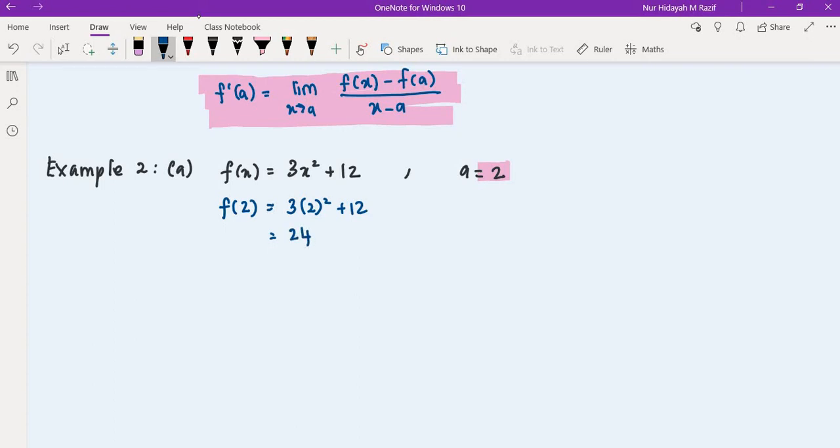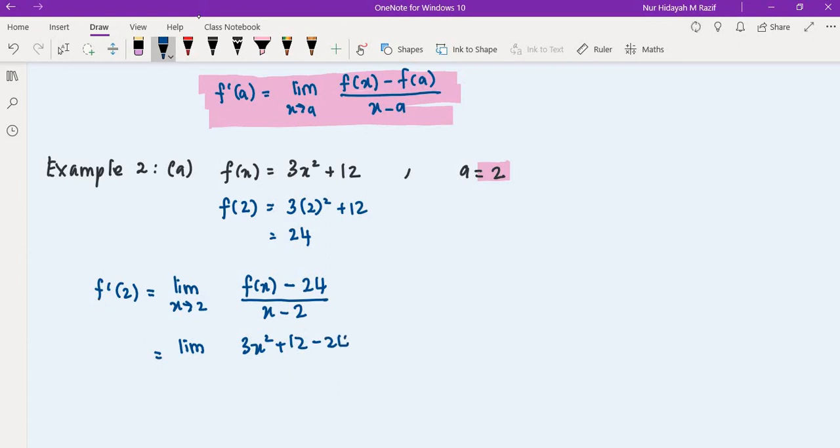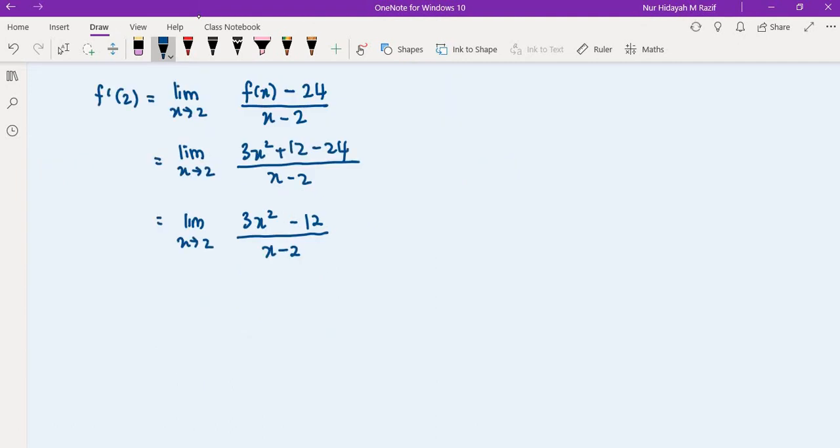Then we are going to plug everything into the formula, and I will have f prime of 2 is equal to the limit of f of x minus f of a, which is f of 2 equal to 24, divided by x minus 2, as x approaches 2. You can just substitute f of x, and you will have the limit of 3x squared plus 12 minus 24, divided by x minus 2, as x approaches 2. We can simplify, and that will give me the limit of 3x squared minus 12, divided by x minus 2, as x approaches 2.